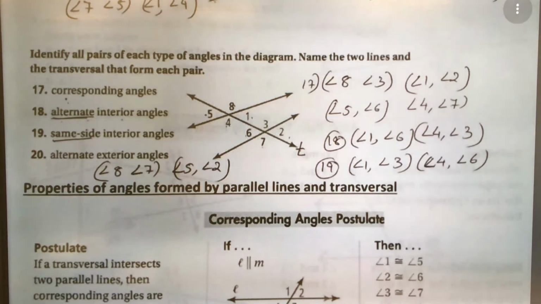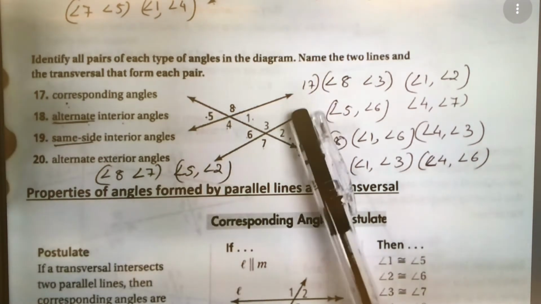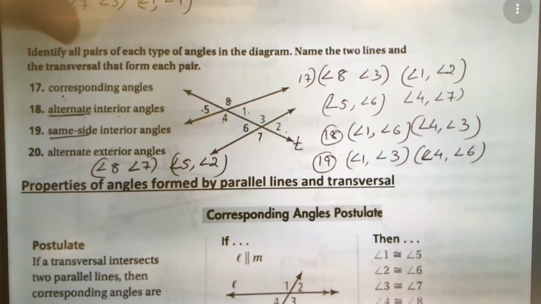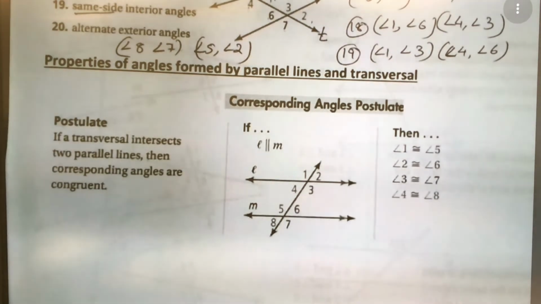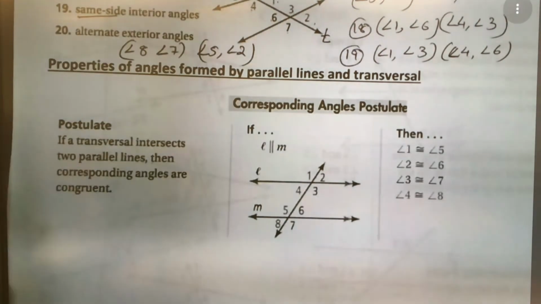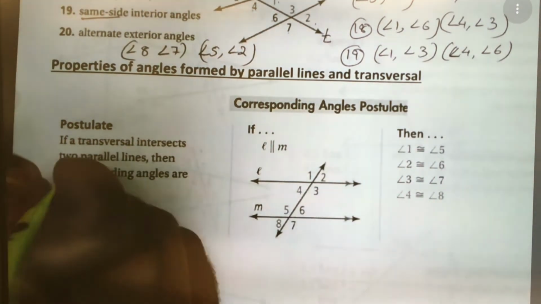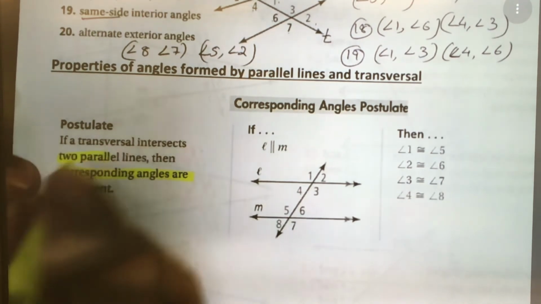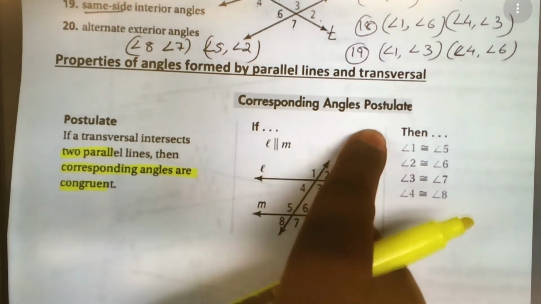So let's move on to the next part of the lesson. We are discussing the properties of all the 4 types of angle pairs when these two lines are parallel. Here is the first one, the corresponding angle postulate. It says that if these two lines are parallel and the transversal is intersecting, the corresponding angles are congruent. So corresponding angles are congruent. If two lines are parallel, then the corresponding angles are congruent. That is known as the corresponding angle postulate.